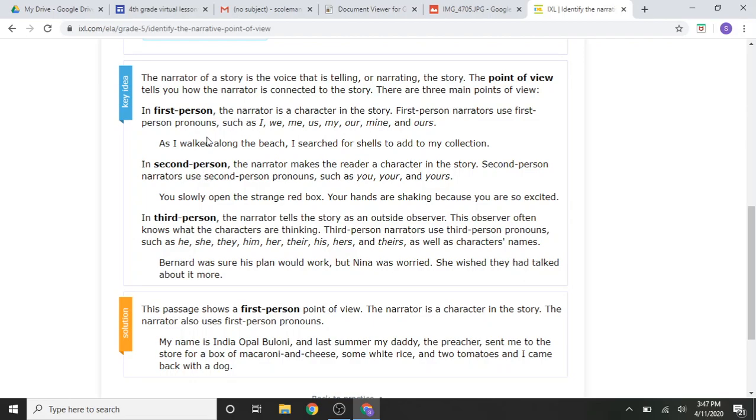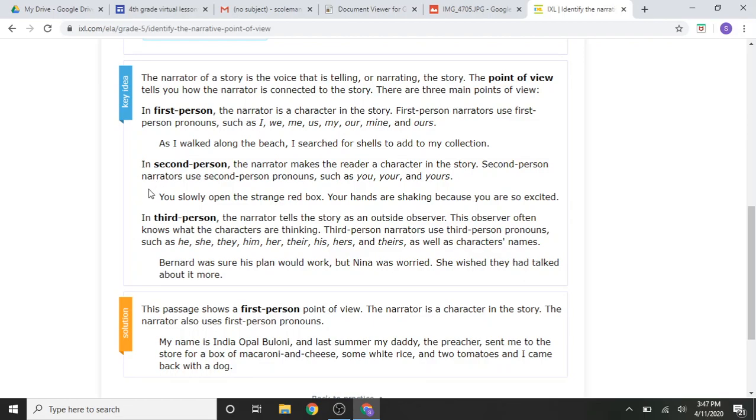In first person, the narrator is a character in the story. First-person narrators use first-person pronouns, such as I, we, me, us, my, our, mine, and ours. For example, as I walked along the beach, I searched for shells to add to my collection. We see my, I, and I. That tells us that this sentence is written in the first-person point of view.